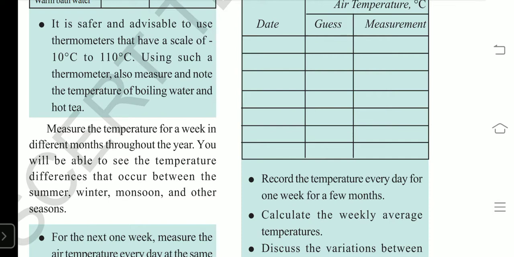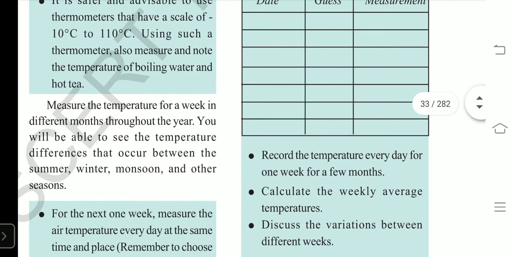How many days is this? 7. Dividing by 7, it will be what? 10 degrees centigrade. So 10 degrees centigrade is the weekly average temperature. Okay, dear students, temperature is different from average temperature. Understand? Average temperature is taken by summing up, right?